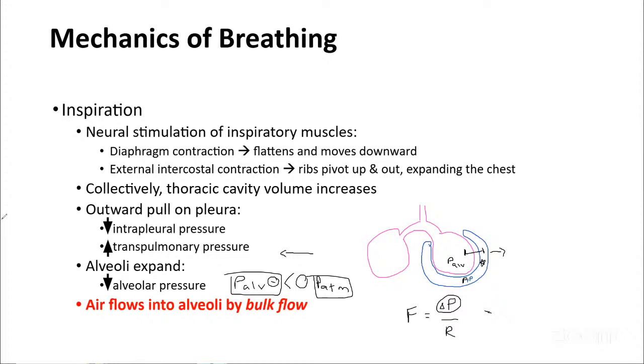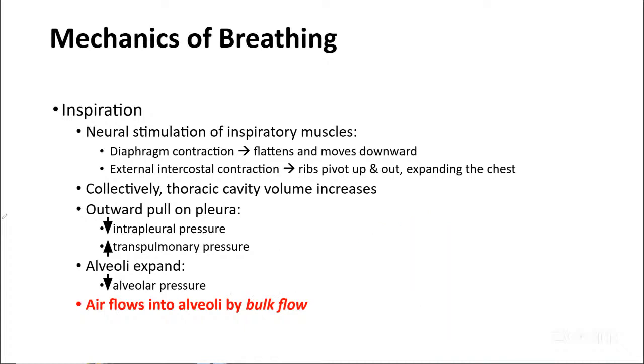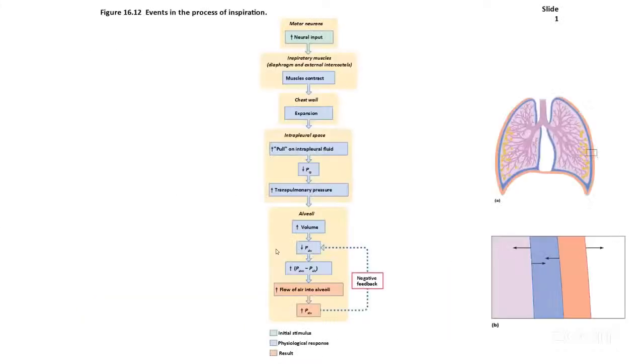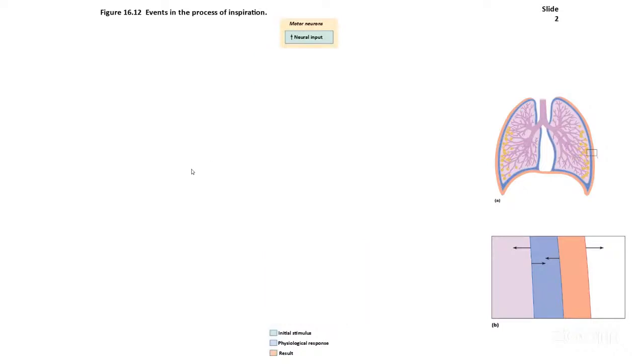I'm pretty sure I'm about to say it again in another form. So we got it in flowchart form as well. We're thinking our motor neurons, those somatic motor neurons, are our neural input telling us we want to breathe in, right? We need to know that we want to breathe in.